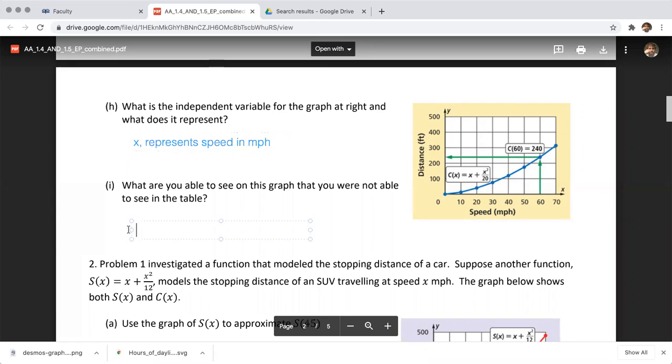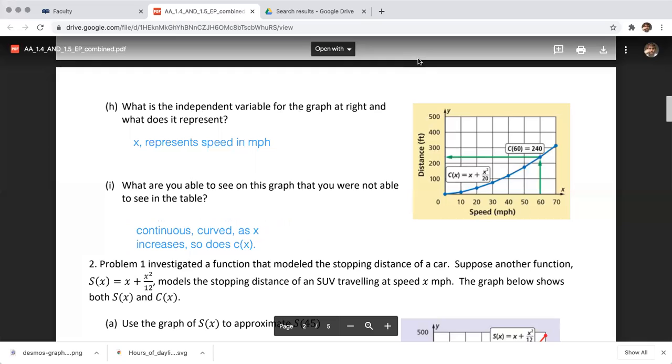What are you able to see on the graph that you were not able to see in the table? Well, I'm able to see that this is continuous, that there are speeds in between 0 and 70. I'm able to see that it's a bit curved. I can see the curve there. And I'm able to easily see that as x increases, so does C of x, although I could probably see that pretty easily in the table as well.